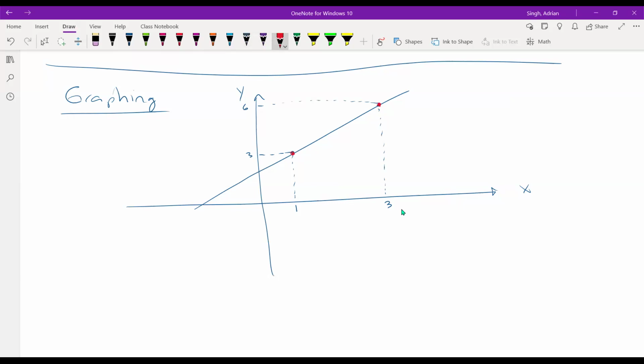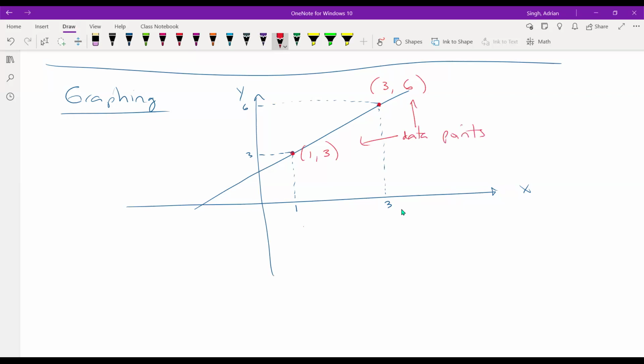So we can represent these points. When we plot these points, we usually have the x value written first. So the x value for this point here is 3, and the y value for that same point is 6. And then for the second point, or this other point, the x value there is 1, and the y value is 3.